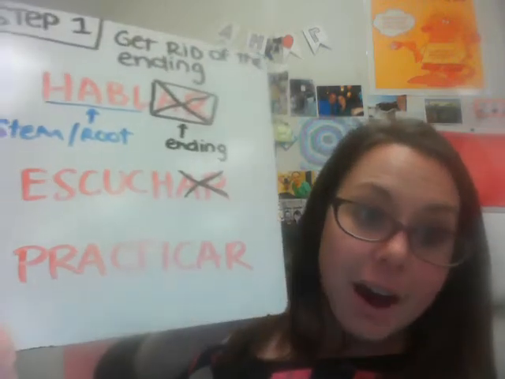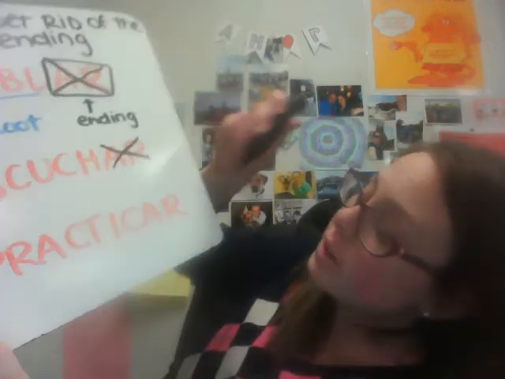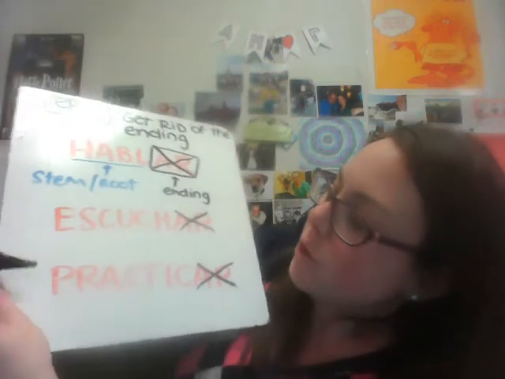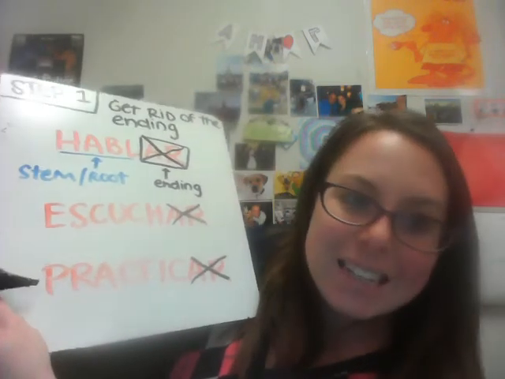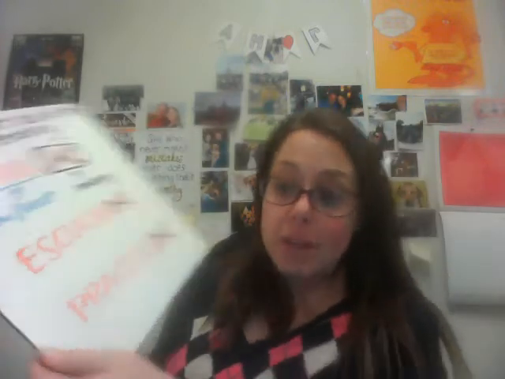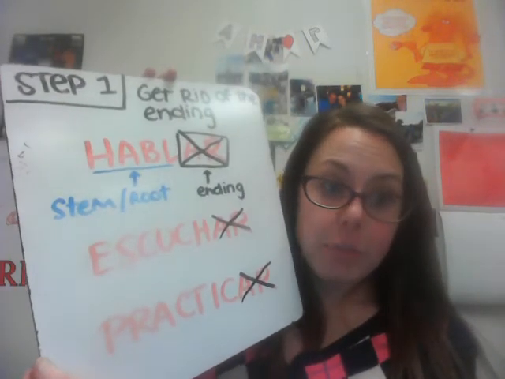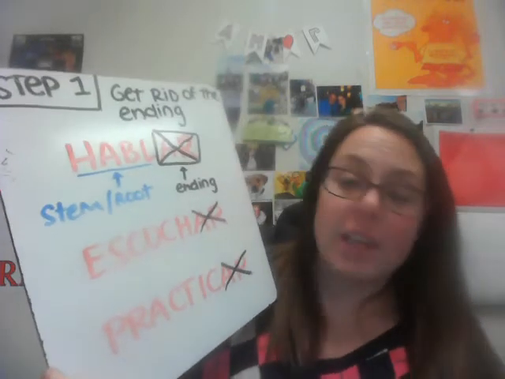If it was practicar, again, what I'm going to do here is X out my AR, and I'm going to hold on to the stem of the verb, which is practic. And again, I'm going to do something else with this in just a second. So that's step one, to just get rid of the ending, and for AR verbs, it's just getting rid of the AR at the end.